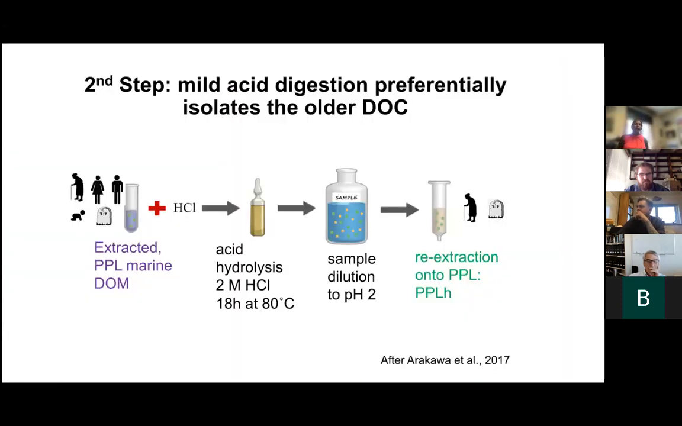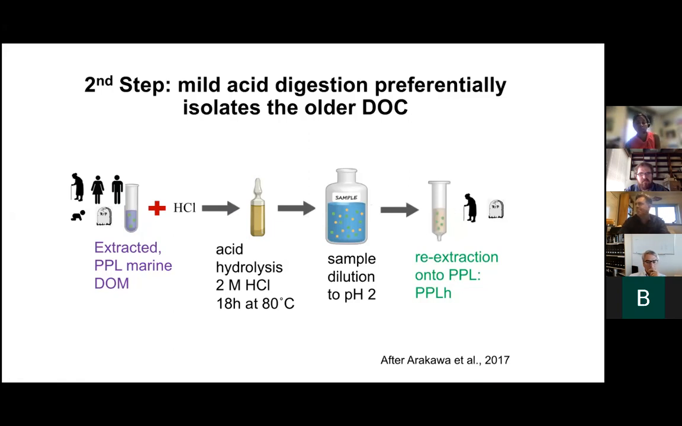So another thing that we've been able to develop over the last couple of years is a method to then take that extracted DOC and further concentrate the older material. So we're really going after this refractory component in this particular case. And so the idea is that you take that extracted material that's made up of all these different end members, you do an acid digestion and you re-extract it again on PPL resin.